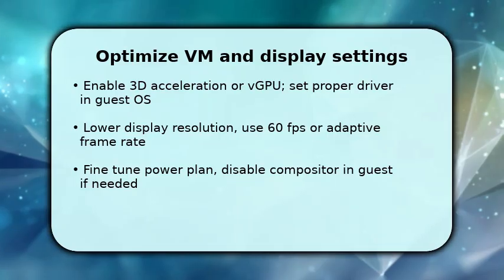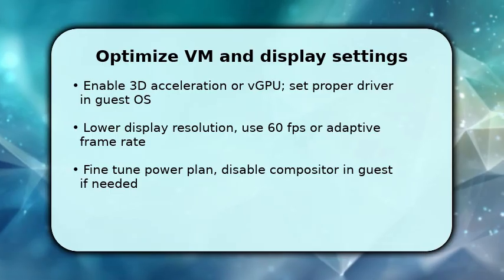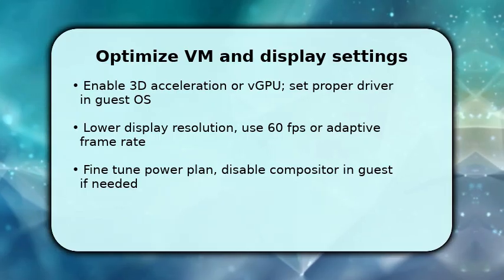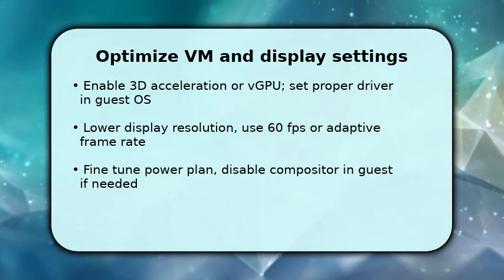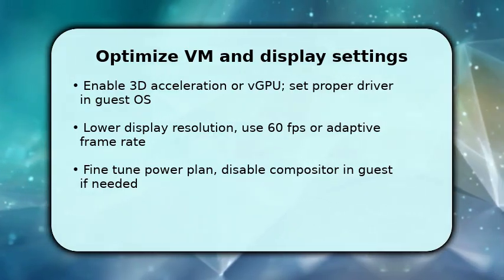You now tune the VM for real use. Enable 3D acceleration, or assign a virtual GPU and install matching drivers inside the guest so graphics are hardware-assisted. Reduce the guest resolution and use 60 FPS or an adaptive frame rate to cut bandwidth and rendering load.